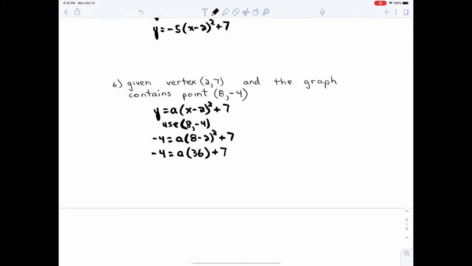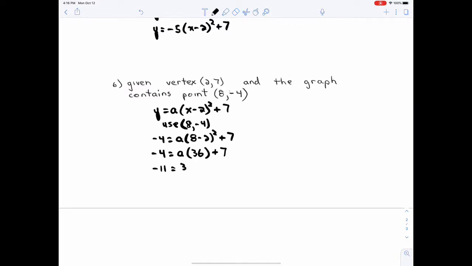Now we have to solve for A. The most common error is people add those. But it doesn't say 36 plus 7 times A. It says 36 times A plus 7. So it's just a SADMET problem, right? Get rid of added and subtracted terms. We're solving for A. Get rid of added and subtracted terms first, so we get rid of the 7 by subtracting it.